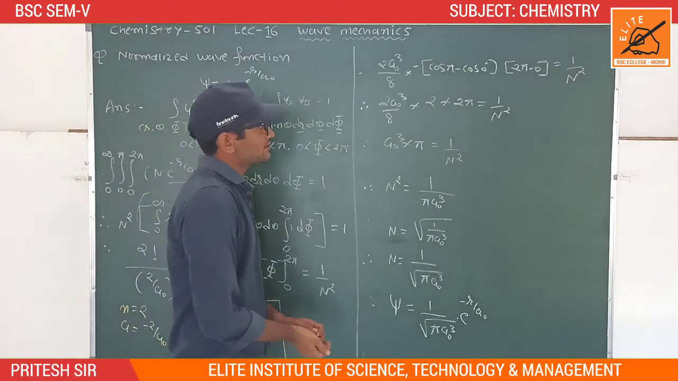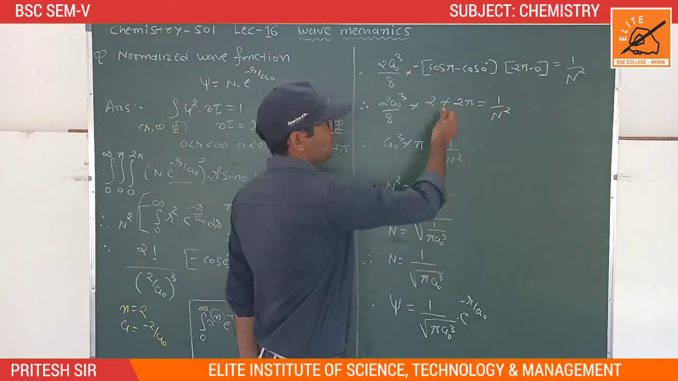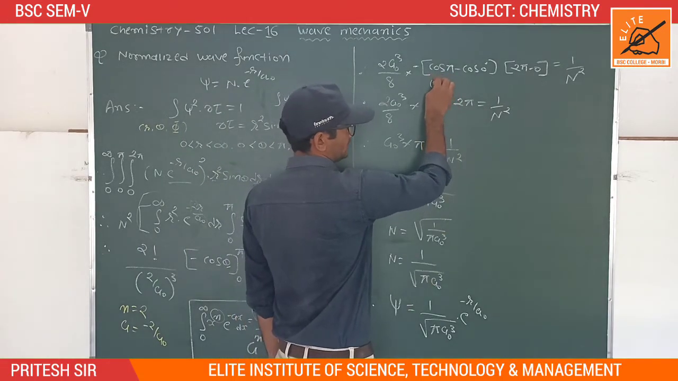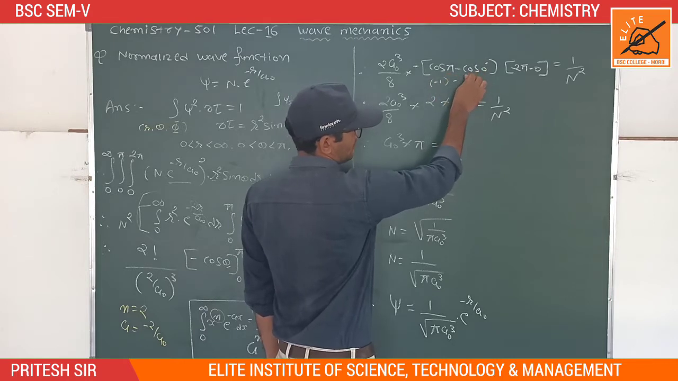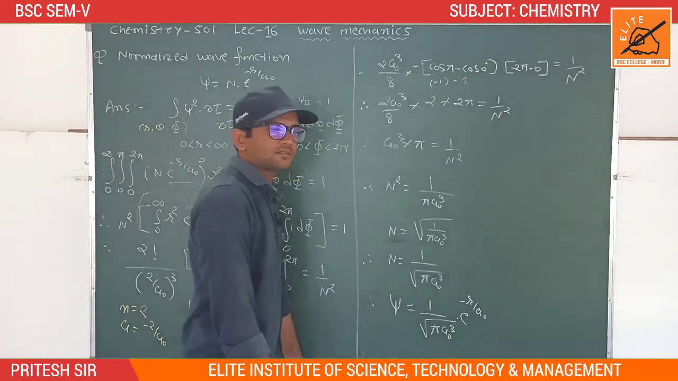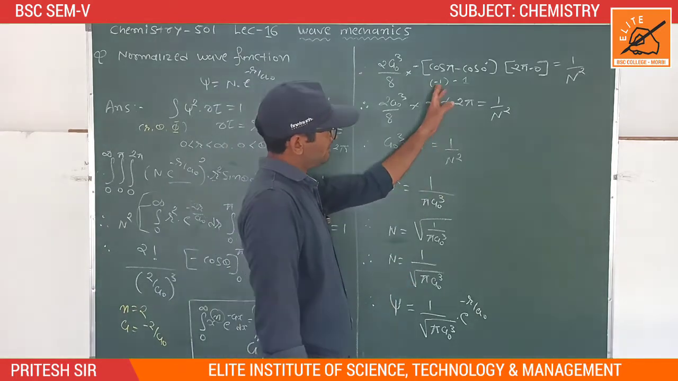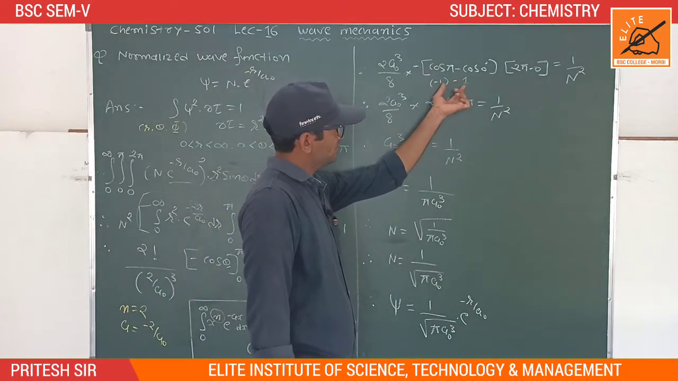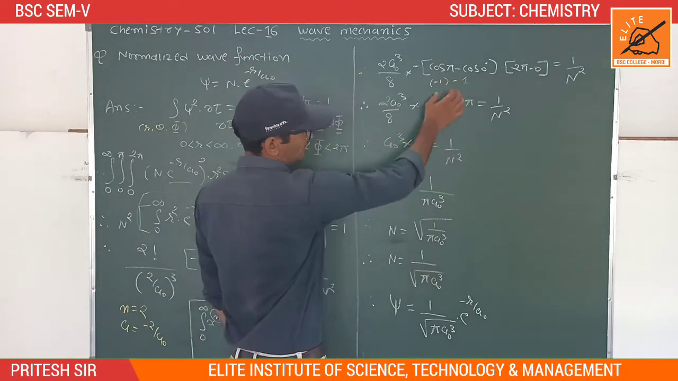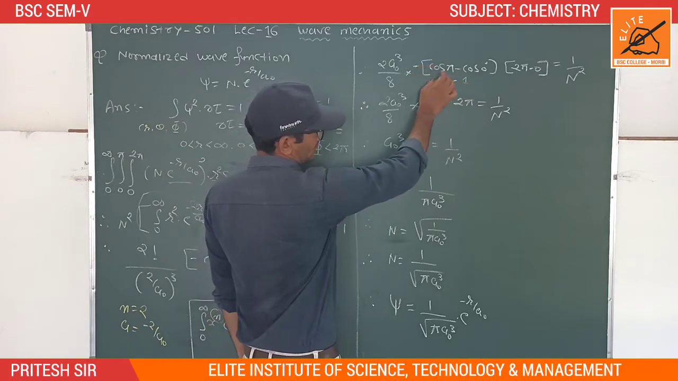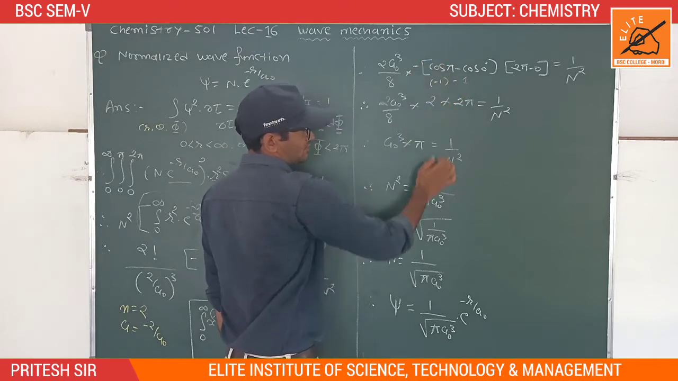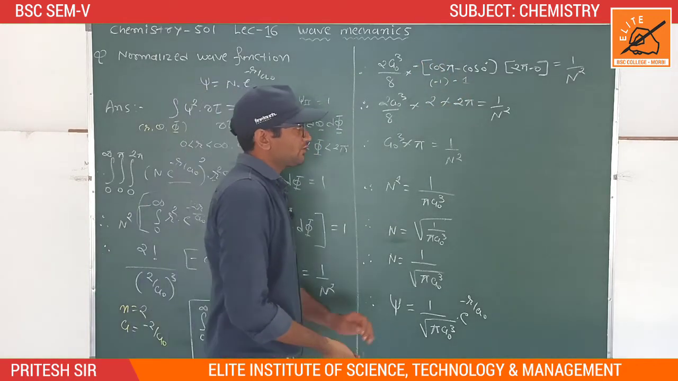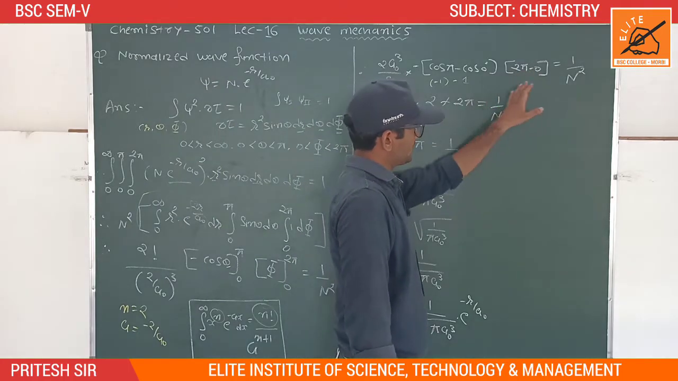Okay, so in this case, what is the value of cos pi? Cos pi is equal to minus 1. Minus cos 0 is equal to minus 1. So this term will become minus 1 minus 1, which is equal to minus 2. Minus 2 into minus 1, it means minus minus plus, so minus 2 into minus 1 is equal to plus 2. Okay, and the value of 2 pi minus 0 is equal to 2 pi, which is equal to 1 upon n square.